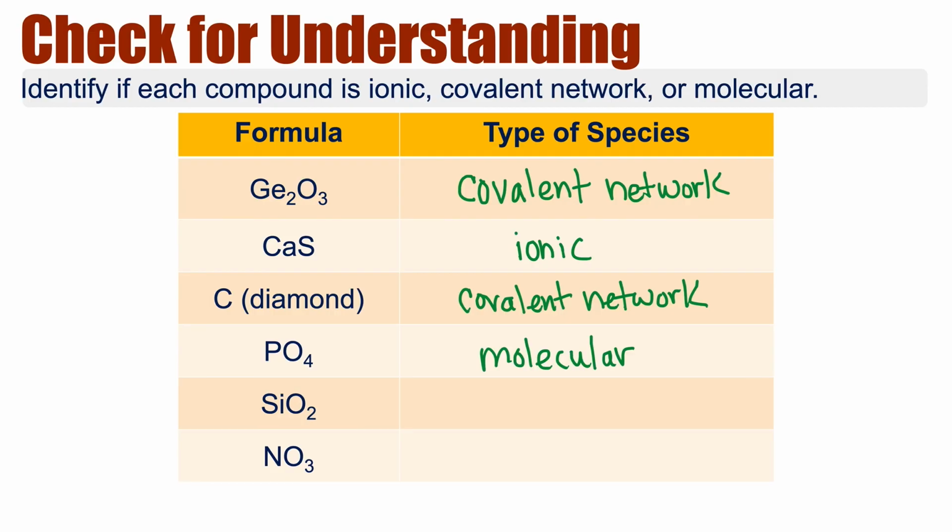The next one is molecular. It's just nonmetals. Then we have covalent network, since silicon is a metalloid. And that last one is molecular. It's just made up of nonmetals. So a key skill moving forward is, when you're given a formula of something, you should be able to identify it as being either ionic, molecular, or covalent network.